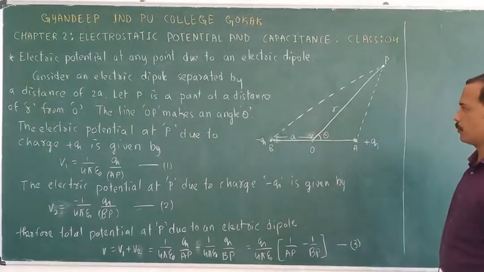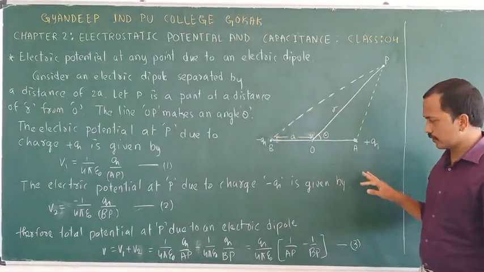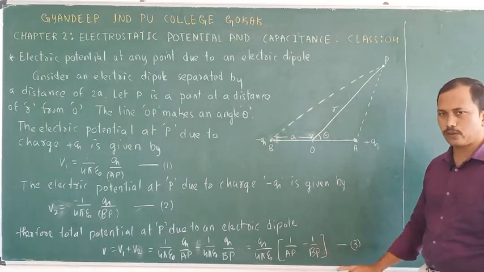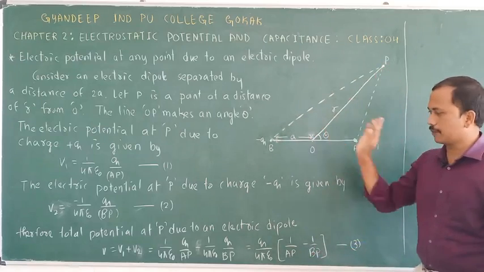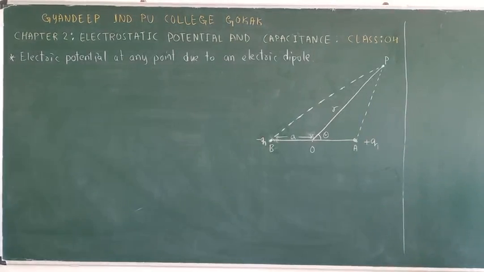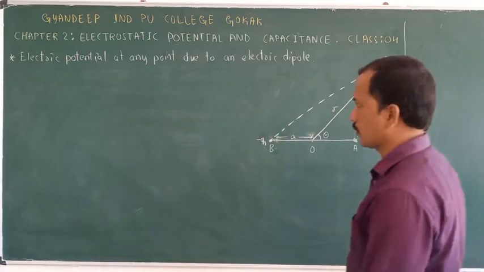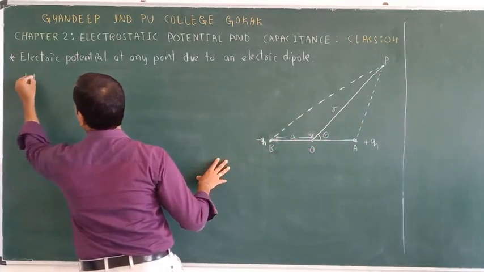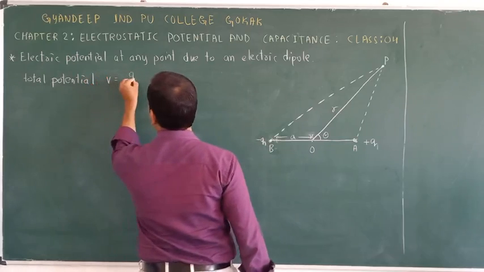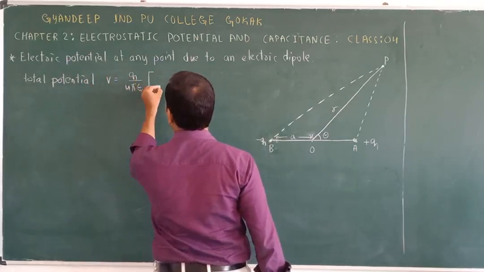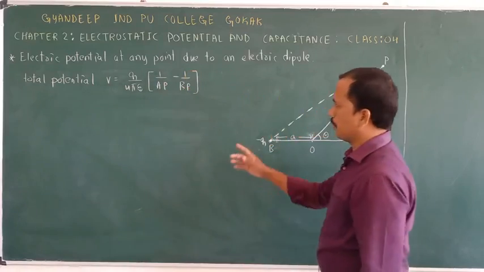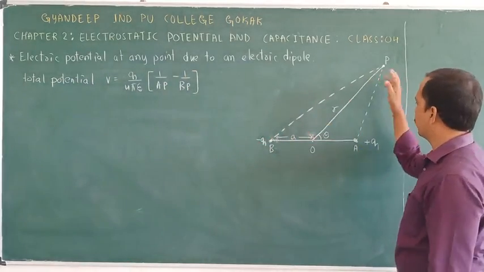So this is the total potential at this location due to this electric dipole. It is Q divided by 4 pi epsilon naught, 1 by AP minus 1 by BP. So here we have to find the values of AP and BP. So next, the total potential, that is the equation, V is equal to Q divided by 4 pi epsilon naught into bracket 1 by AP minus 1 by BP. From this equation, we find the distances AP and BP.